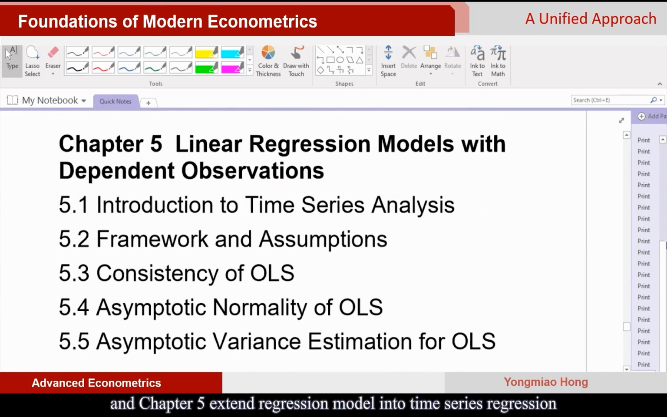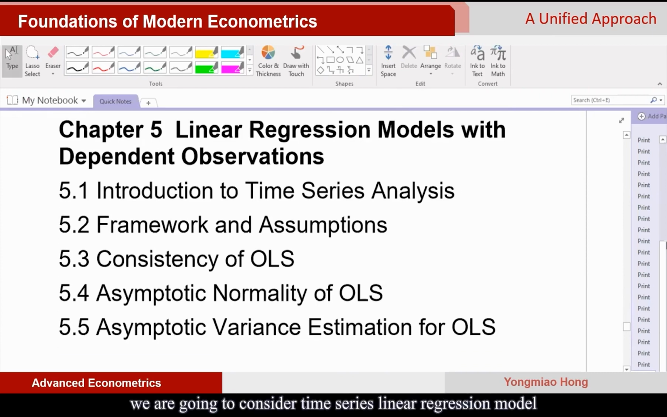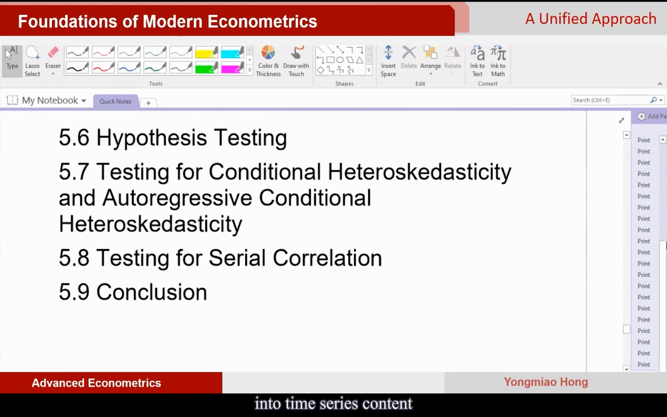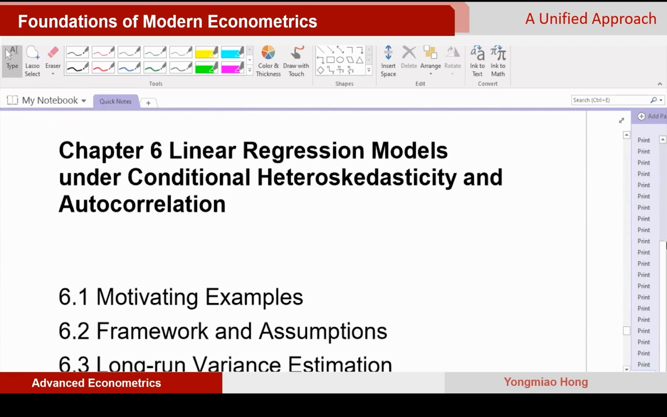Chapter 5 extends the regression model into time series regression, a time series regression model with dependent observations. We are going to introduce basic concepts in time series, like the stationarity condition that I impose, and others like ergodicity, autocovariance, correlation, martingale difference sequence, IID, and so on. Those basic concepts are going to be introduced here. And after that, we consider the time series linear regression model, which is an extension of the classical linear regression model into the time series context.